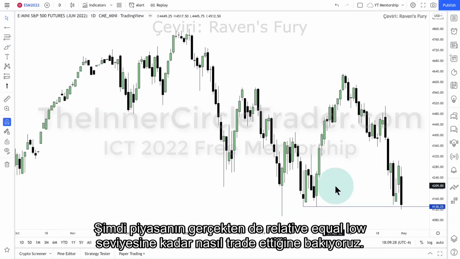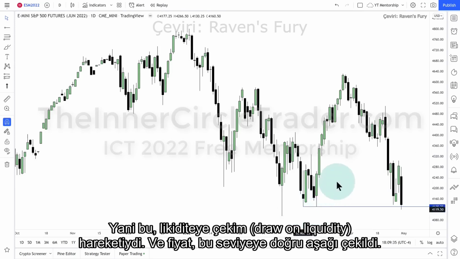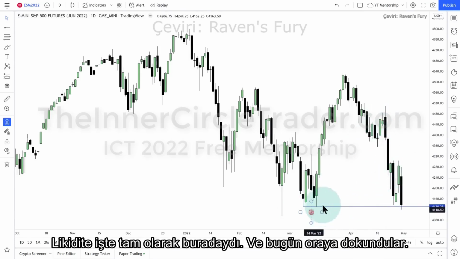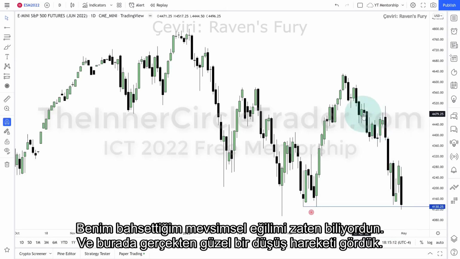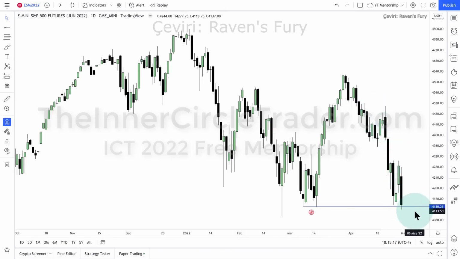All right, so we're looking at how the market did in fact trade down into our relative equal lows. So this was the draw on liquidity, and price is going to be drawn down to that level here. So this is where the liquidity was, and they tapped into it today, right? You knew about it up here. You knew about the order block up here. You knew about the seasonal tendency I outlined. And we have this really nice decline here.